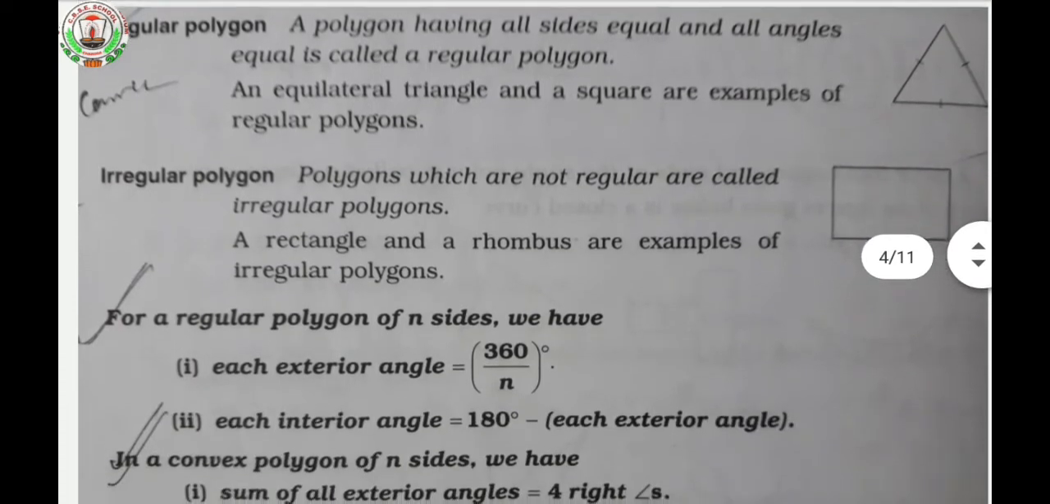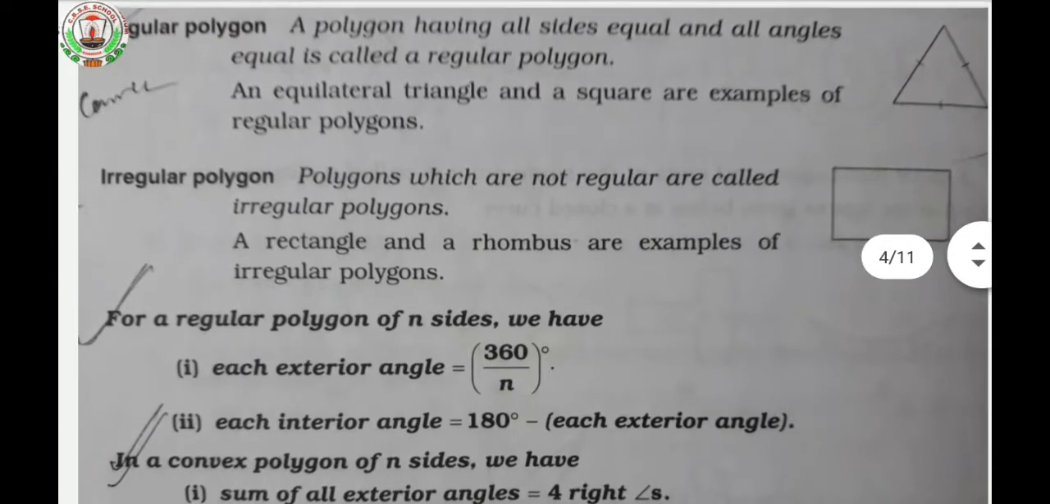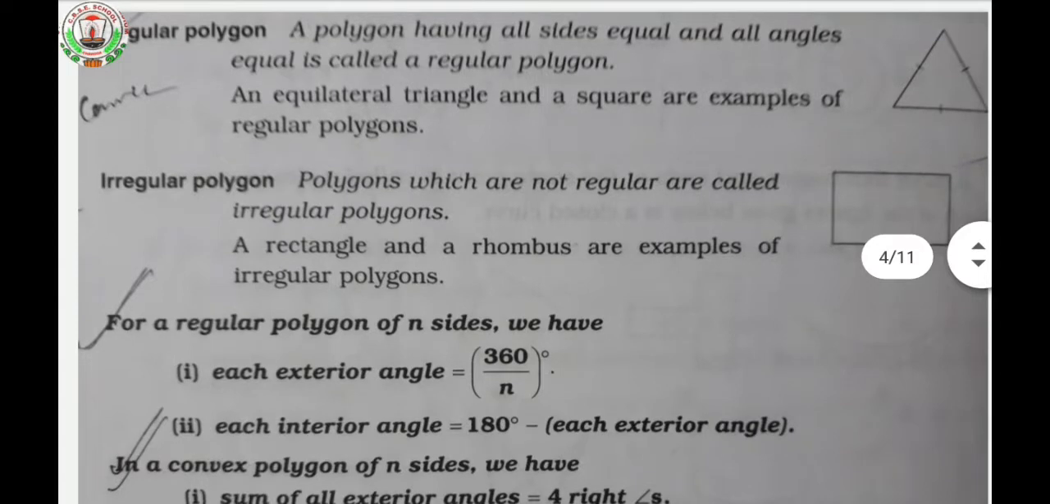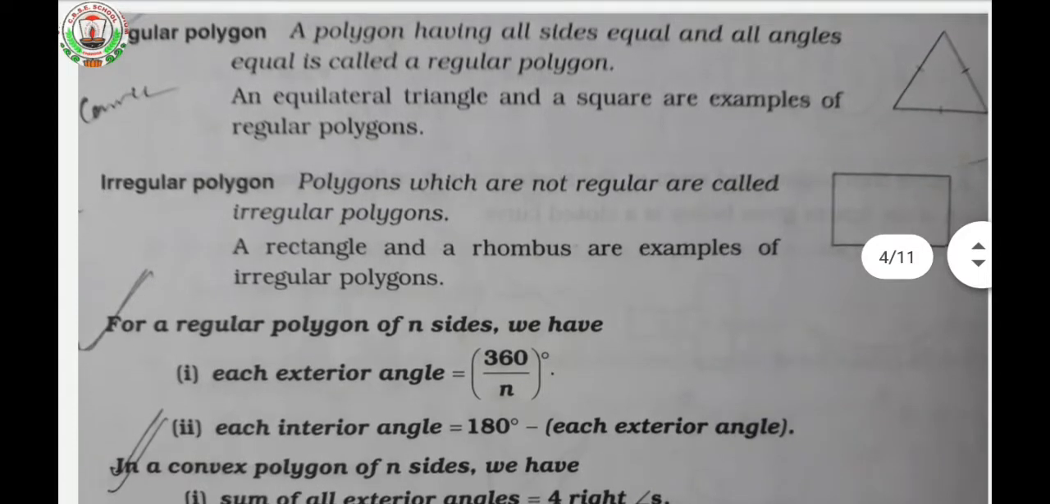A polygon having all sides equal and all angles equal is called a regular polygon. For example, an equilateral triangle and a square are examples of regular polygons. In an equilateral triangle, all the three sides are equal as well as all the three angles are equal. The angles of an equilateral triangle are 60 degrees, isn't it?